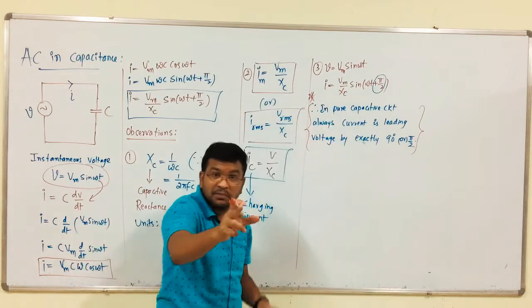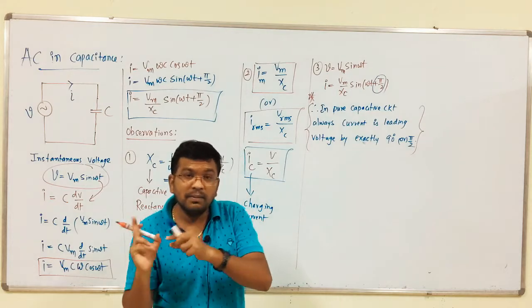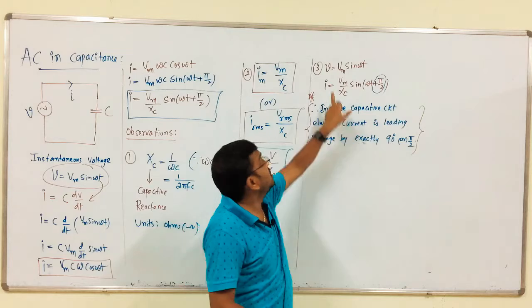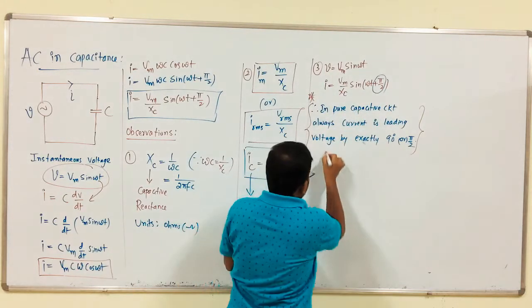Always you have to tell with respect to current. In case of a pure inductive circuit, current lags V by 90 degrees. In case of a pure capacitive circuit, current leads V by exactly 90 degrees. Okay.